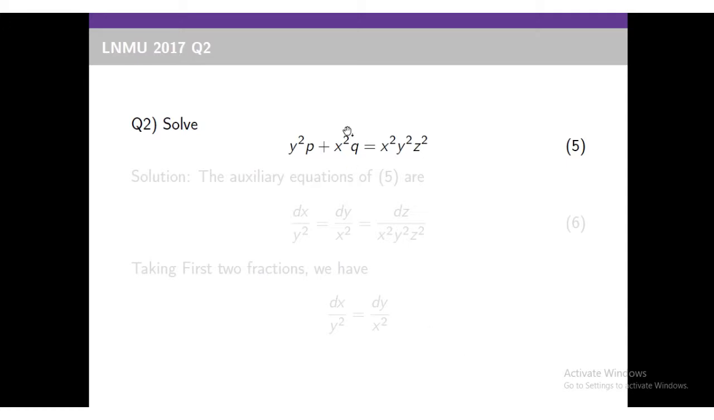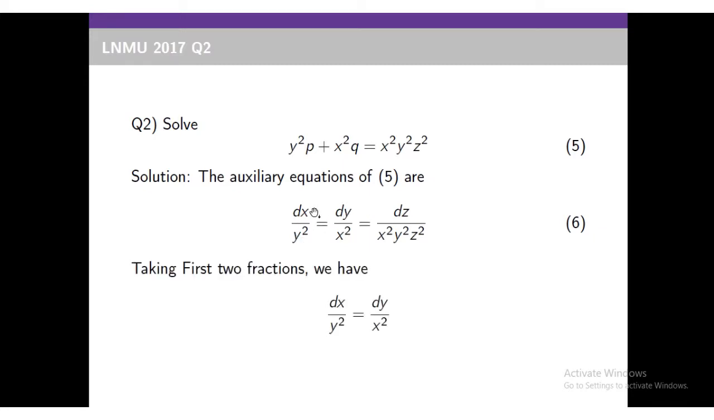This question is also in the form of Lagrange's equation. The auxiliary equation of this equation can be written as dx by coefficient of small p equal to dy by coefficient of small q equal to dz by the term which is on the right side of equation 5. So our auxiliary equation is like this. Now taking the first two fractions you will get this equation, and after cross multiplication you will get x square dx equal to y square dy.